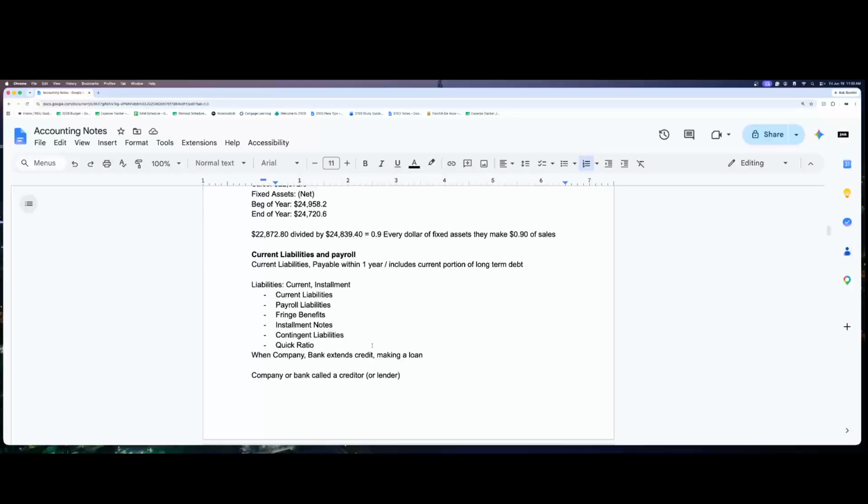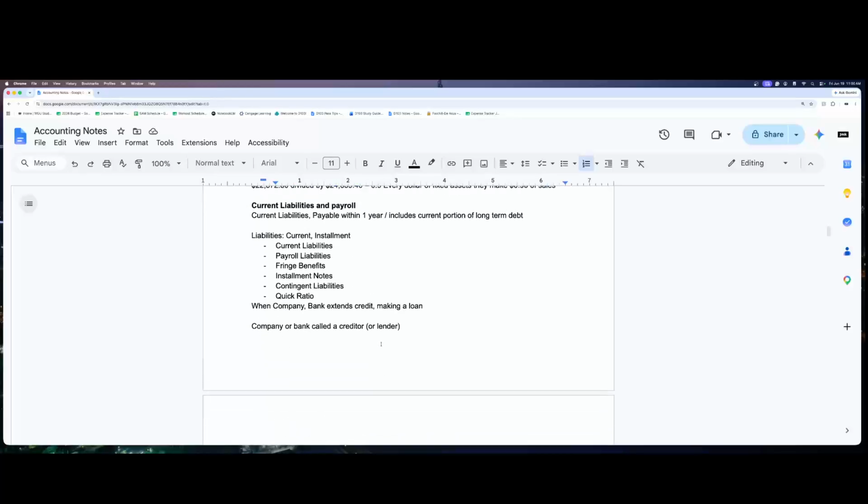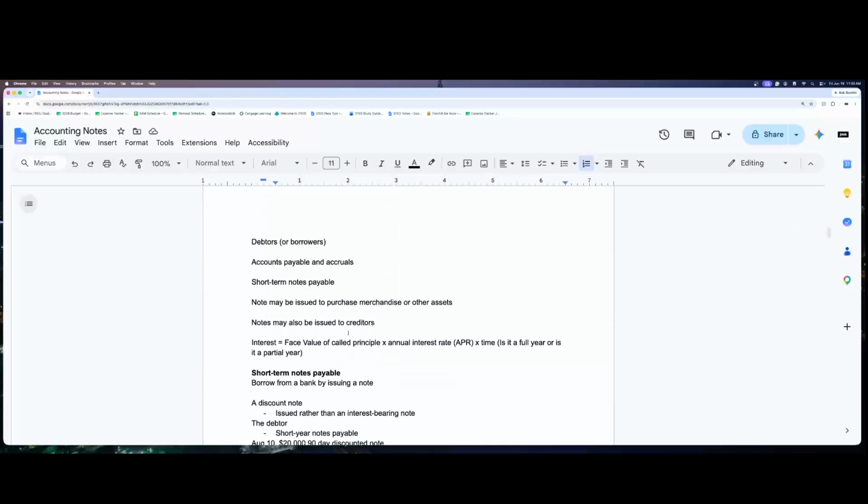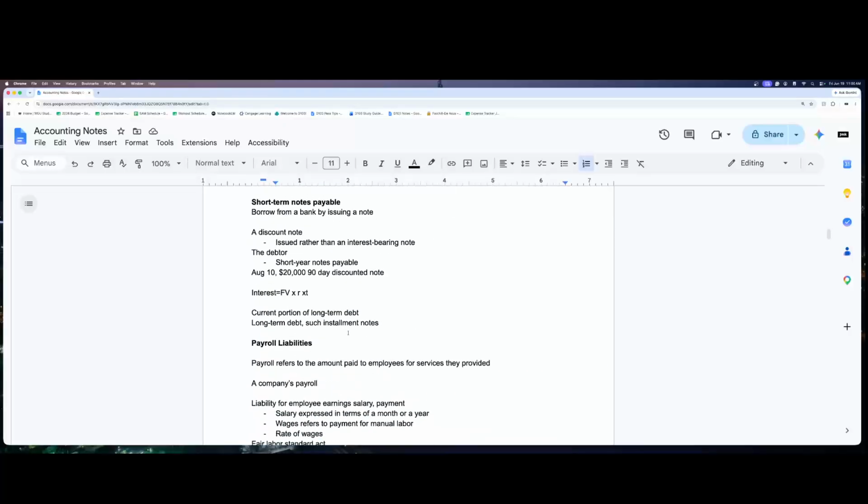And then there's things related to liabilities, payroll. These are really important. What are liabilities? Like payroll liabilities, installment notes, payables, bonds payable, short-term notes, like notes borrowed from the bank. So there's notes payable.